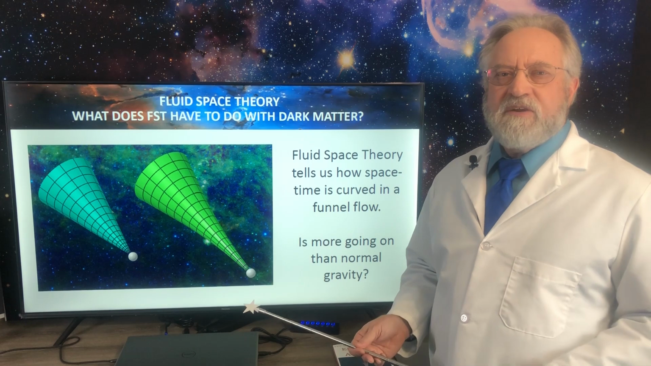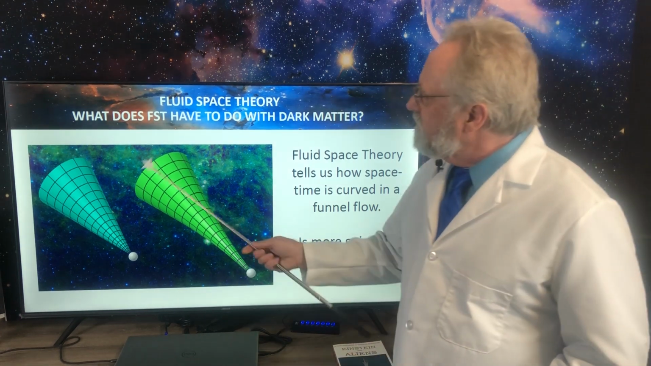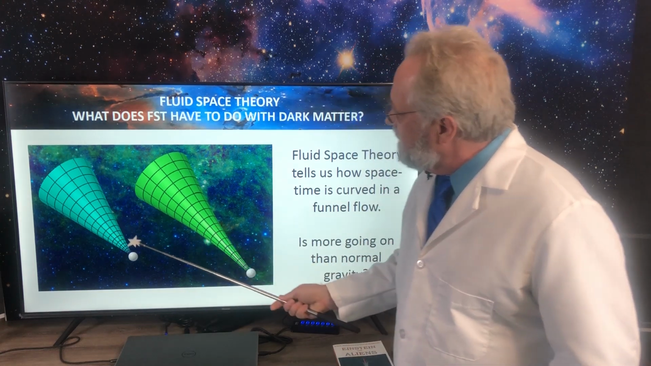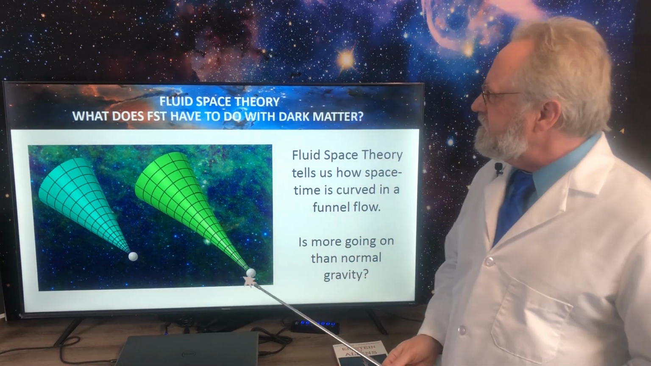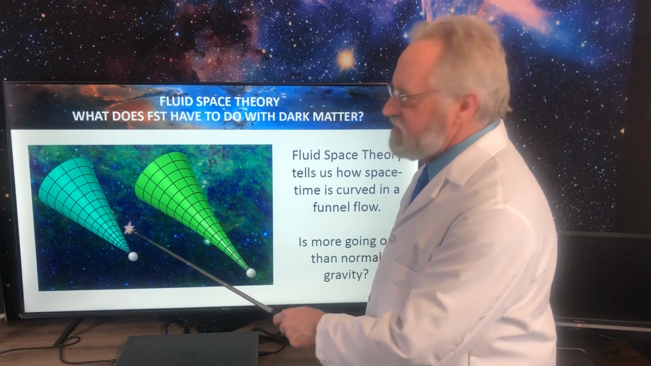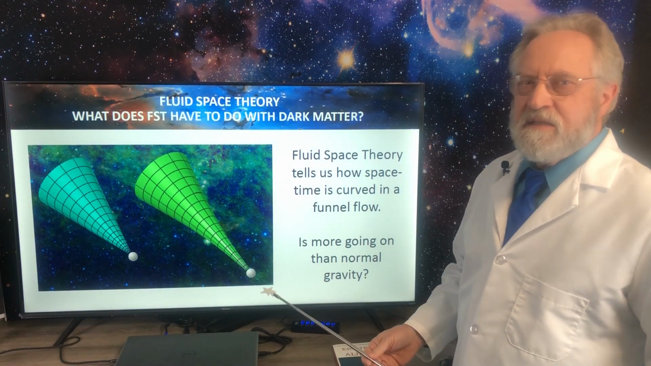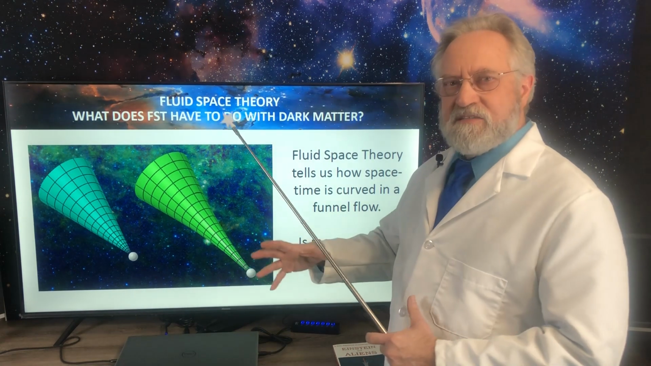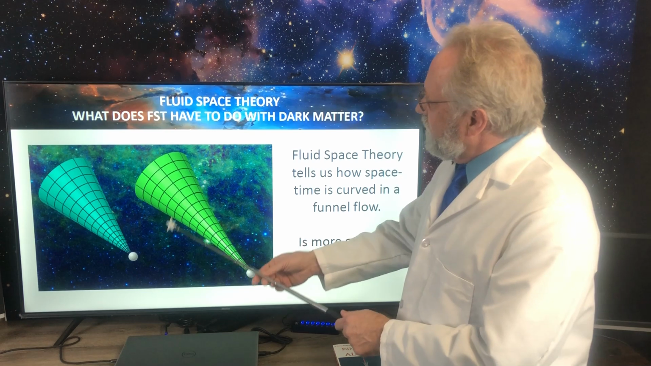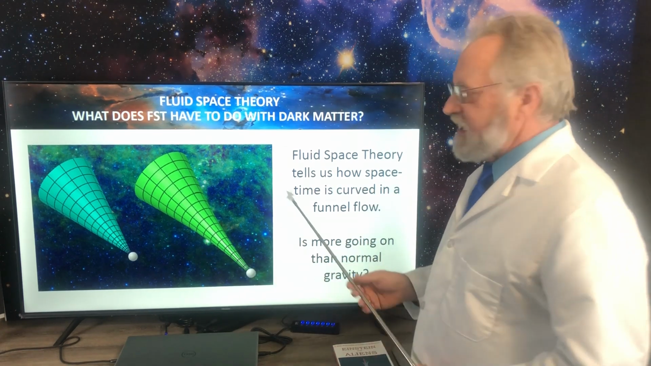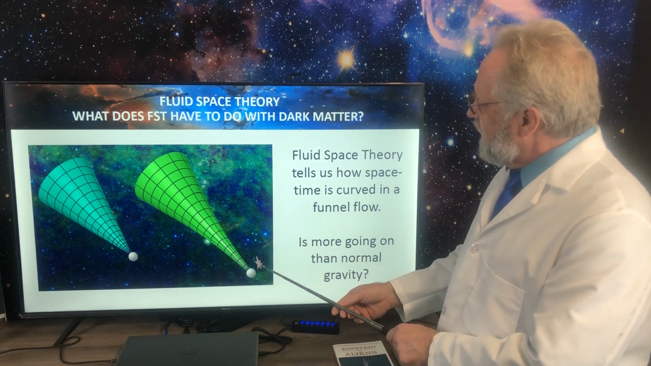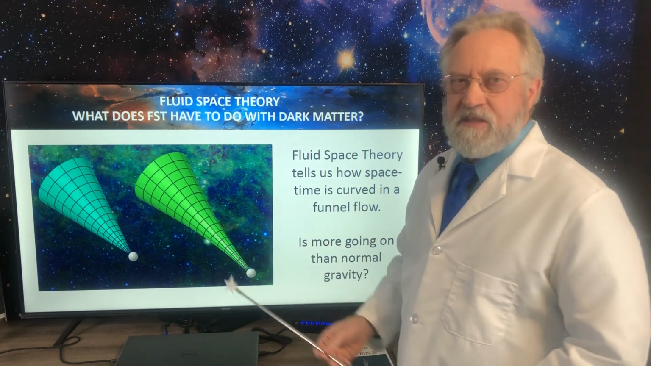If you think back to my earlier lectures, where we looked at fluid space theory as fluid flowing down a funnel into a gravitating body. As it flows faster and faster, it becomes length contracted and time dilated, so that it begins to distort the space that it's in. And if we took that space out and let it expand back to its full length, it has changed the shape of the funnel to a hyperbolic shape rather than a straight cone.